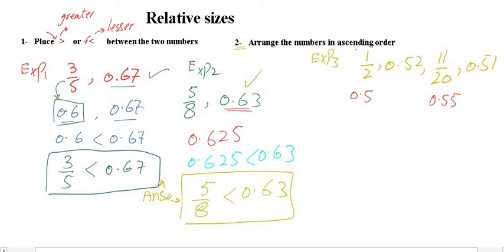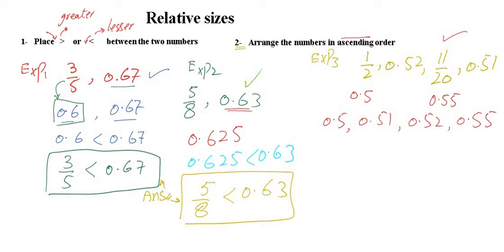Now ascending order means from smaller to bigger. So the smallest number is 0.5, then 0.51, then 0.52, then 0.55. Again, don't say this is the answer. We focus on our original question.